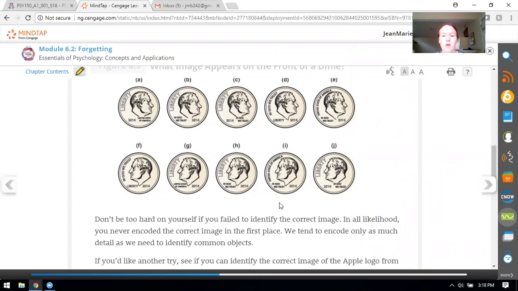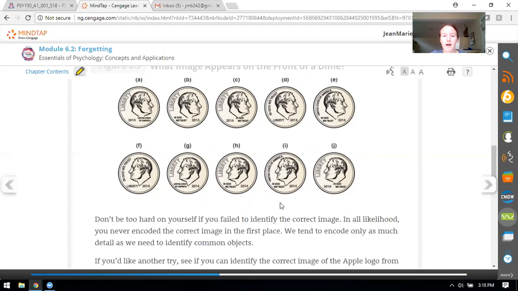This is an example of how we don't always encode all of the details. Now, all of these look reasonable. They look like dimes. Some look better than others, but it's a little bit difficult to identify the accurate one. We don't encode all of these details, and it's not really necessary for us to do so. Generally, we can identify the dime in our pocket. It's distinct from pennies, nickels, and quarters. So here's an example of encoding failure. We don't really encode all of the details here.